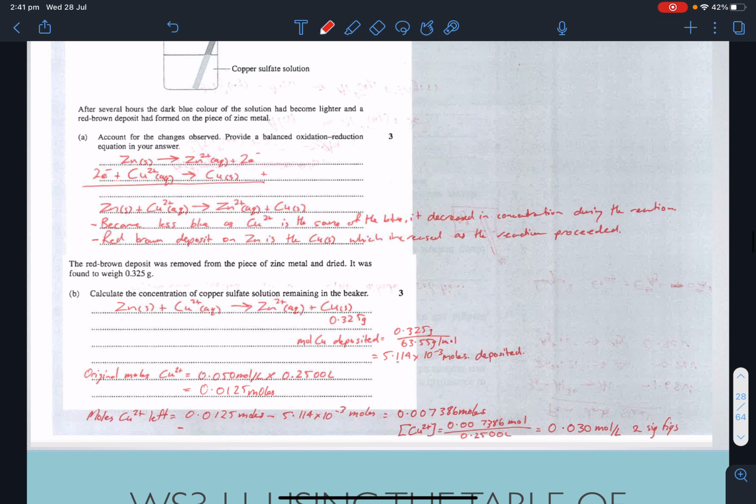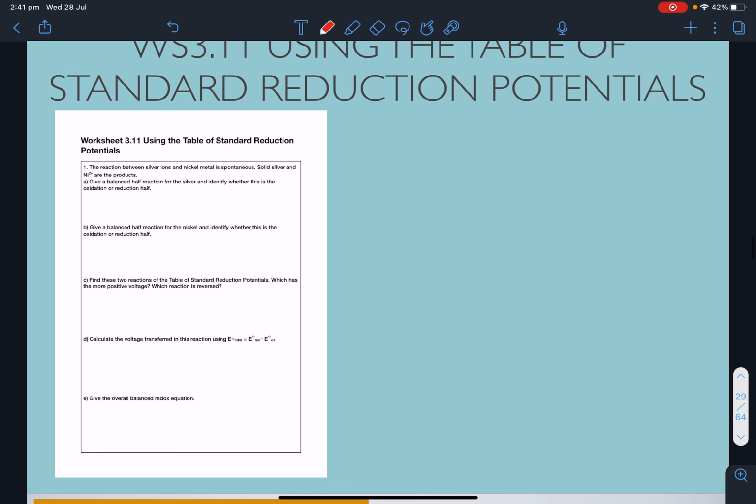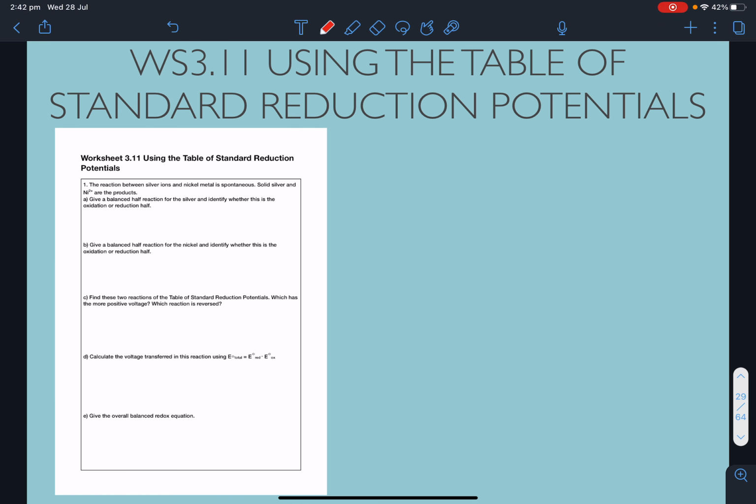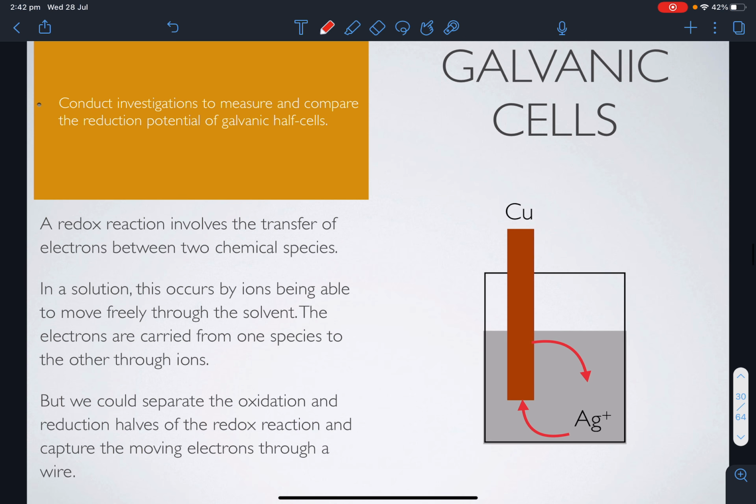Oh look, when I did the problem last time I got the same answer. So now you can do worksheet 311 and have plenty of practice calculating reduction cell potentials and stuff like that. And next time we'll talk about this one.